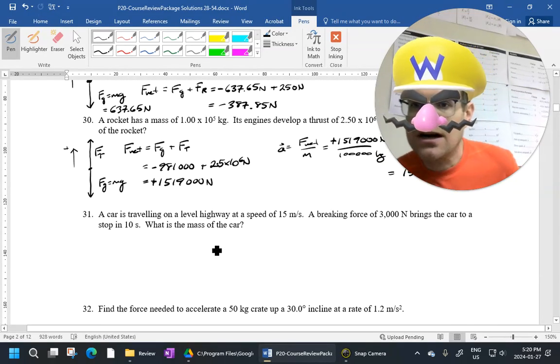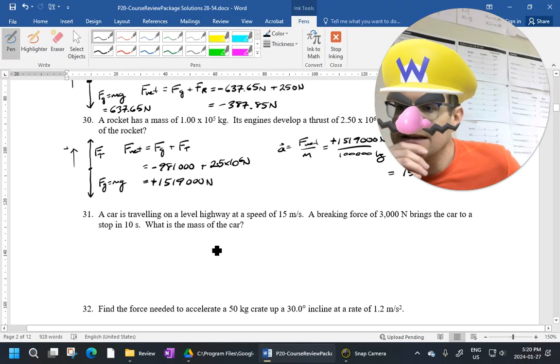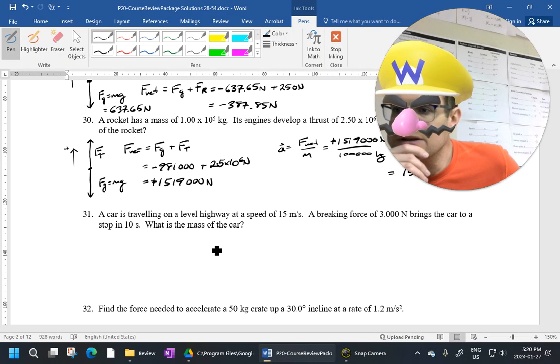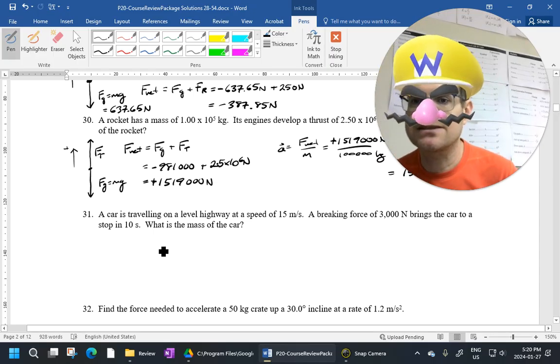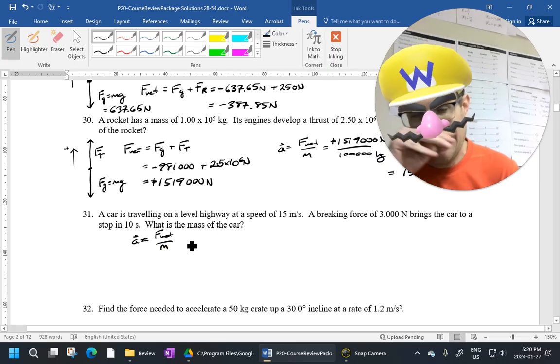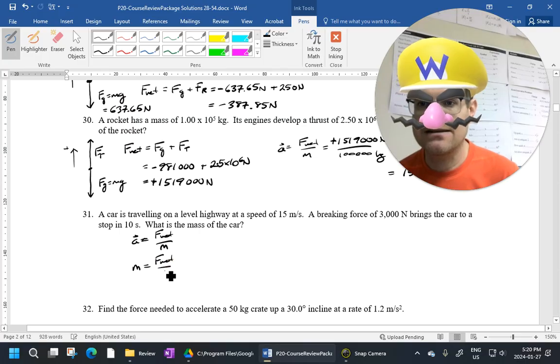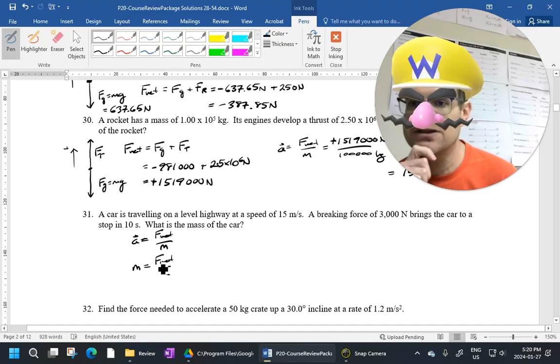Okay, we got a car traveling on a level highway at a speed of 15 meters per second. Its braking force is 100 newtons, brings the car to a stop in 10 seconds. What's the mass of the car? Okay, so we're looking for mass. So in our formula, A is equal to F net over mass. Mass is then, if I rearrange the equation, times the M up, divide the A down, we get F net divided by A. So again, it's one of those questions, just like our first one on this page.